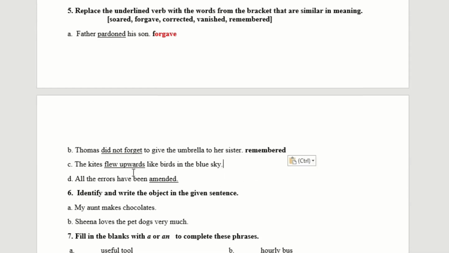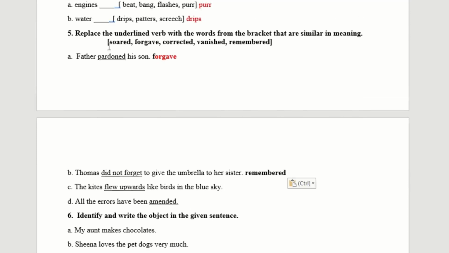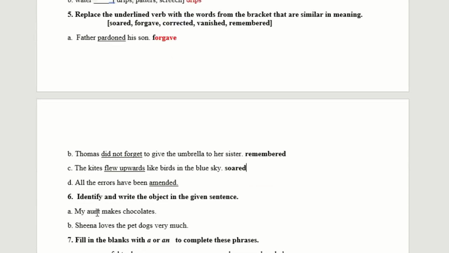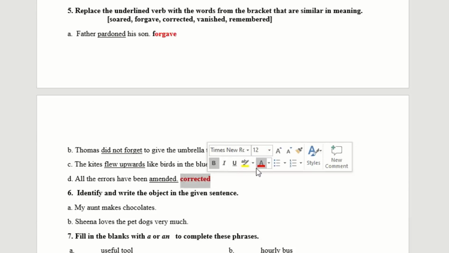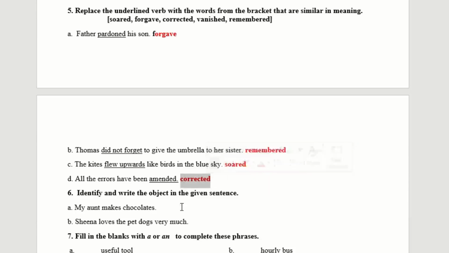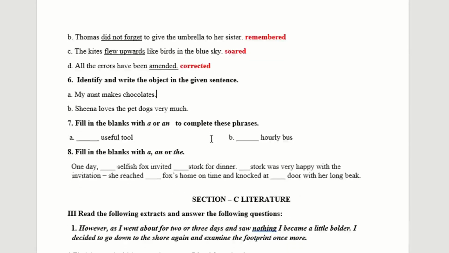Now, the kites flew upwards like birds in the blue sky. The underlined word is flew upwards. Which will be the correct word that can replace it? Flew upwards, that is soared. All the errors have been amended. Amended. Yes, the answer will be corrected. So we got the answers like remembered, sought, forgive, and corrected. So you're supposed to write only the answers.